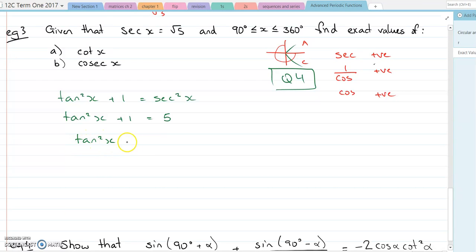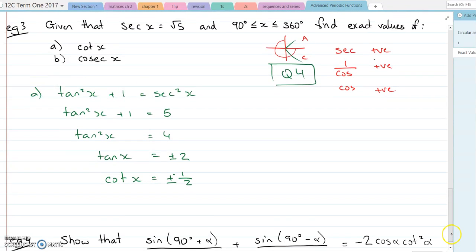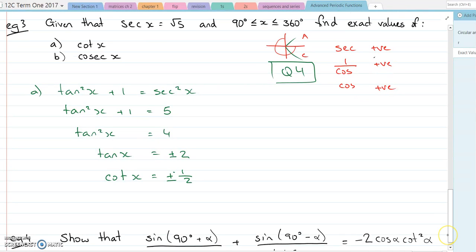Tangent squared x equals 4. Tangent of x equals plus or minus 2. And the cotangent of x is 1 over that, plus or minus 1 over 2. Okay, that was A. There's all different ways you could have done that. Anyway, that's just one. Oh, actually not finished yet.